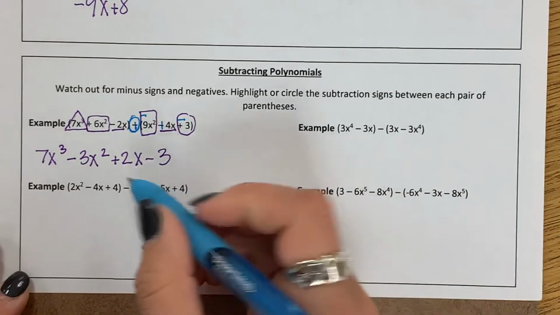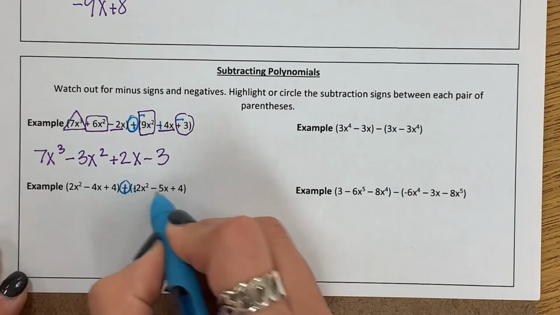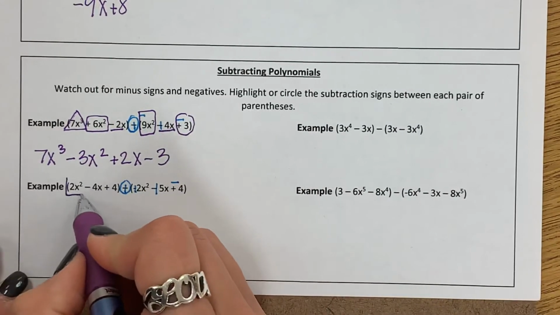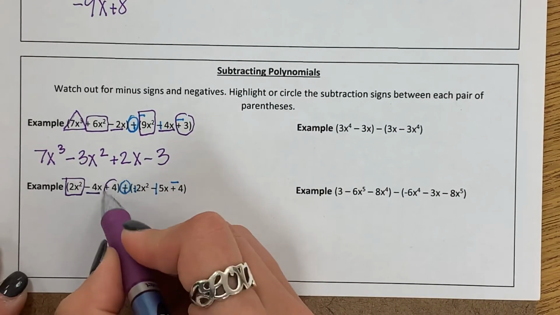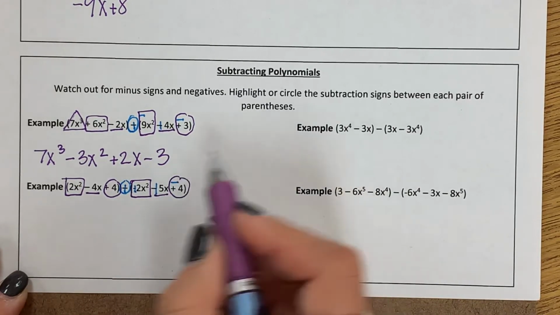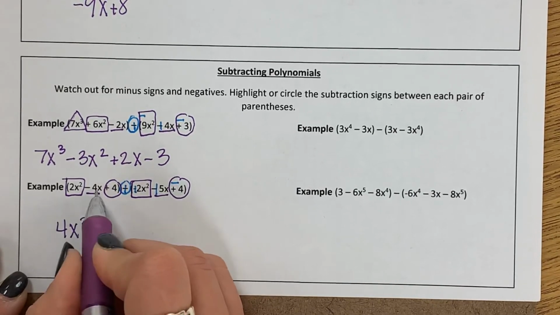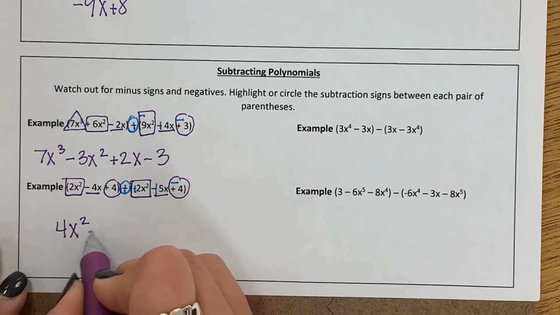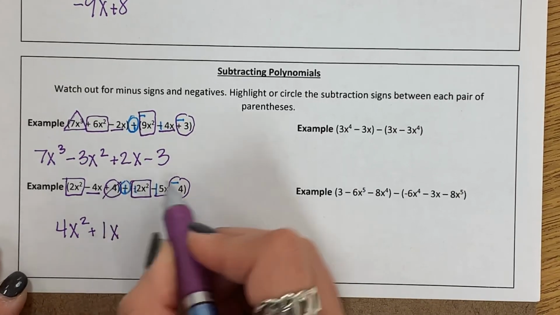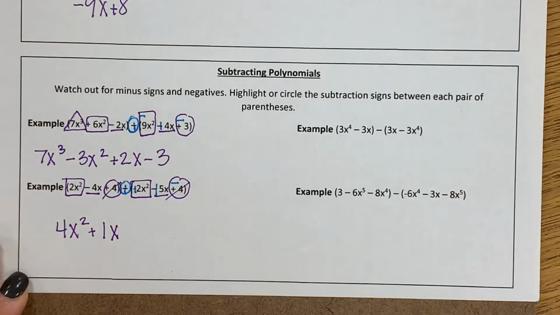All right, the next one, same thing. We're going to circle the subtraction, change it to addition, change every sign after it. And now I can combine the shapes. So 2x squared, underline, circle, square, underline, circle. Combine 2 and a positive 2, that's 4x squared. Negative 4 and positive 5 is a positive 1x. 4 and negative 4, those zero out, so that would be our answer. We're going to do these two examples in class together.